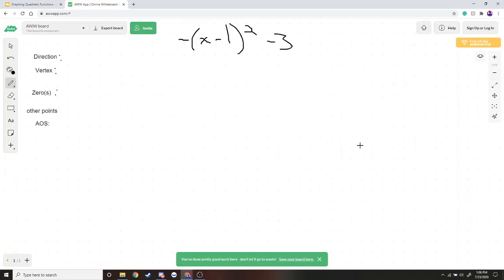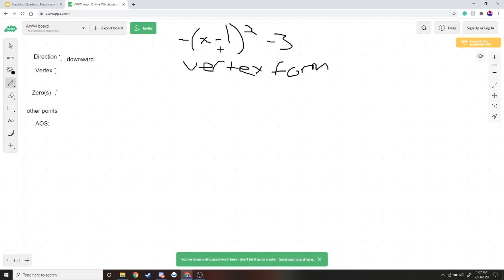Here's our next quadratic equation: -1 times x minus 1 squared minus 3. So first we have to find the direction. The a is negative, so that means it's going to open downward. As you can see, this equation is written in vertex form. This makes it very easy to identify the vertex.